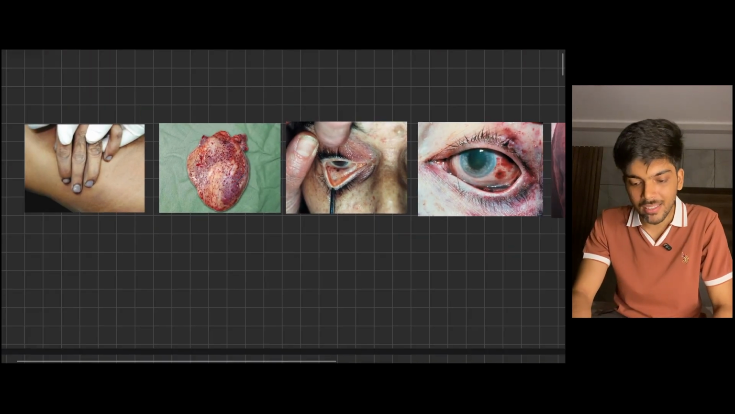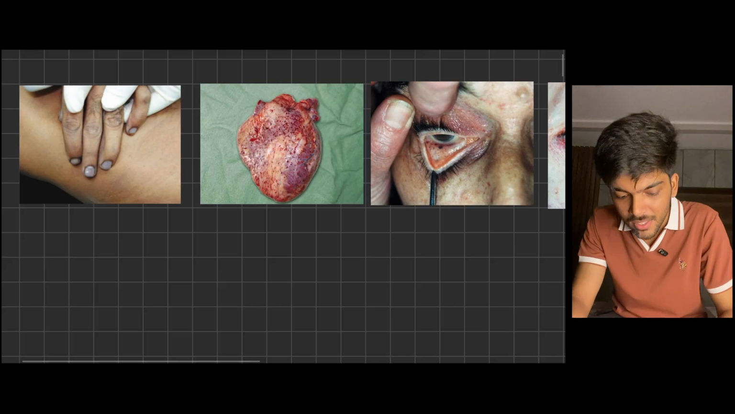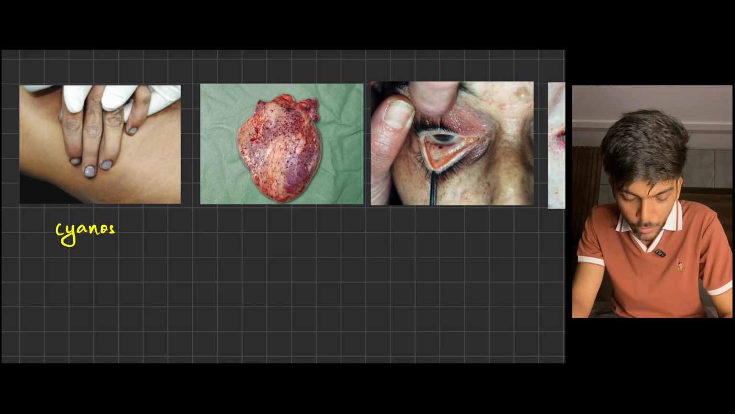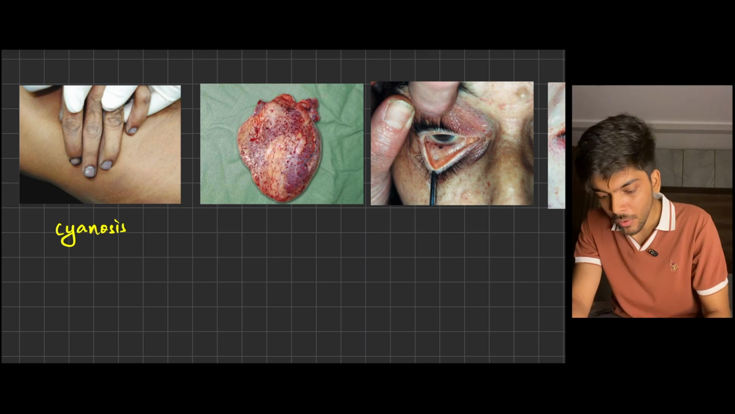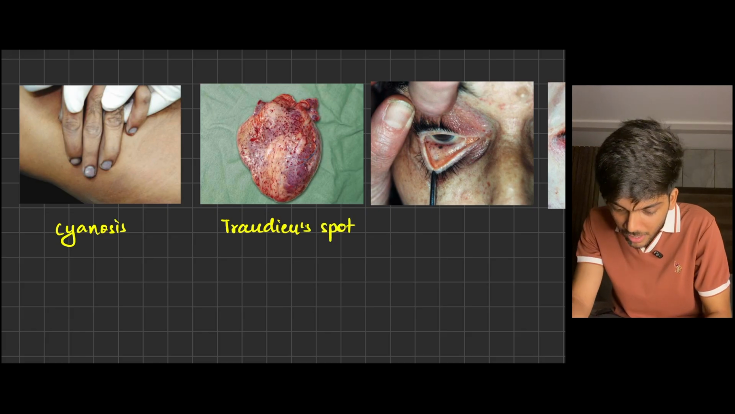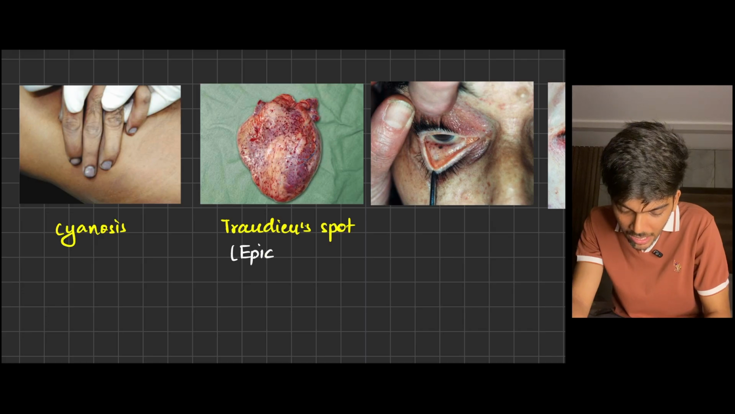Little bit of exercise for you. What is this? This is cyanosis, bluish discoloration of nail bed. What is this? This is the Tardieu spots. Where are the Tardieu spots present here? It is present in the epicardium.